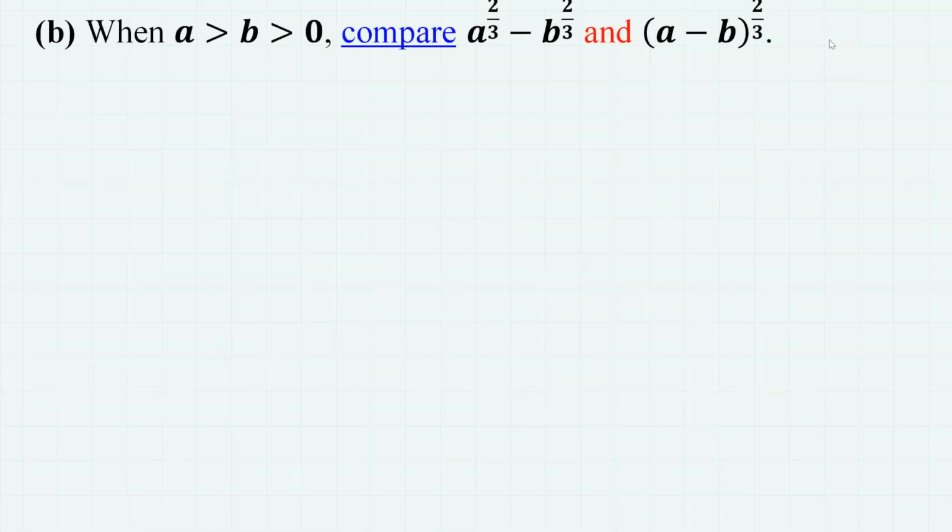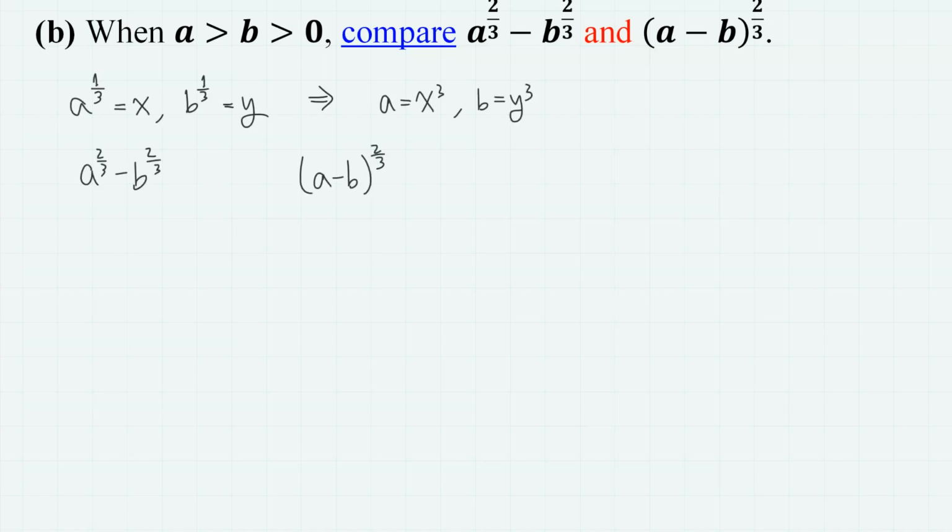For the second problem, the basic settings are the same. We use the same substitution. Also, let a to the power of 2/3 minus b to the power of 2/3 be r, and a minus b to the power of 2/3 be s. Then, in terms of x and y, r equals x squared minus y squared, and s equals x cubed minus y cubed to the power of 2/3.